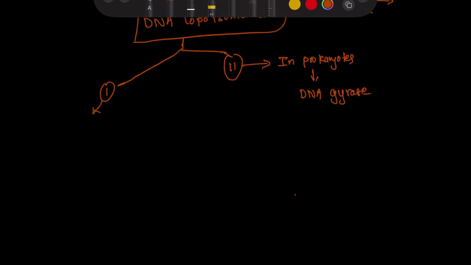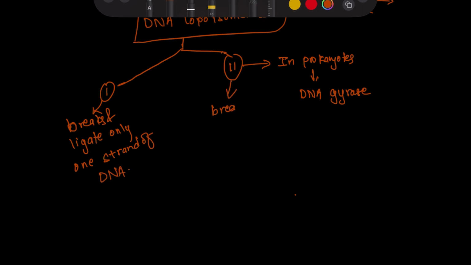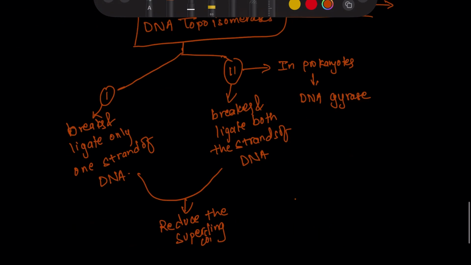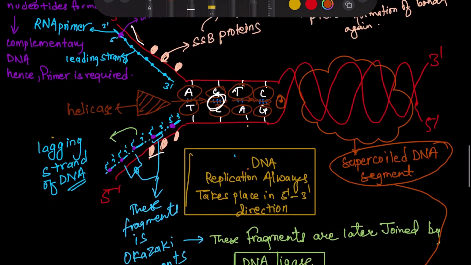Now DNA topoisomerase 1 breaks and ligates only one strand of DNA, while DNA topoisomerase 2 breaks and ligates both the strands of DNA, in order to reduce the supercoiling. Okay, right? Then this elongation phase overall will get completed here. Yes, the elongation phase will be completed.